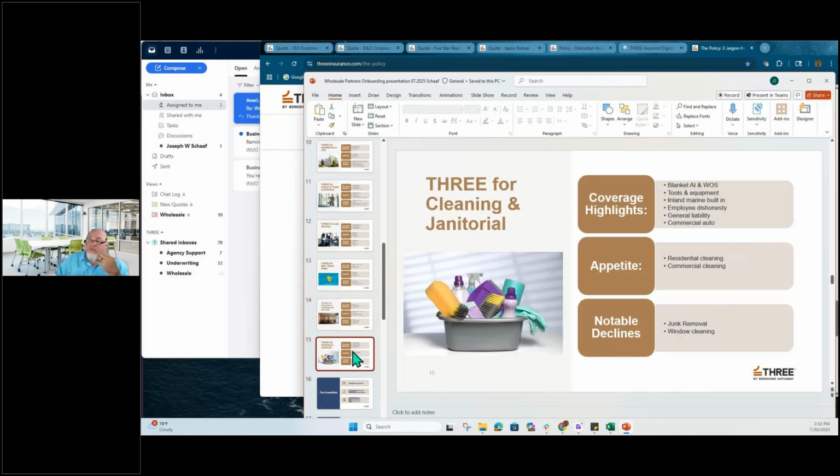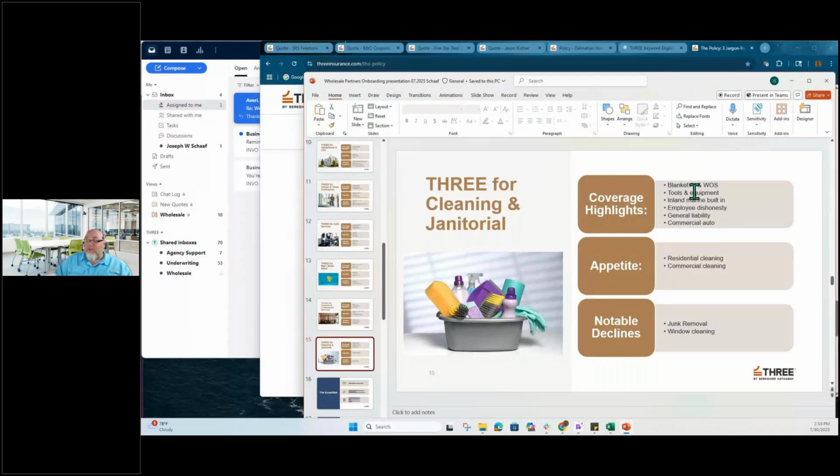Cleaning, janitorial, this is both residential and commercial. Handle all the main coverages there, including hired and non-owned, which is a big area of coverage in this category. We do handle the hired and non-owned, of course, inland marines there. And once again, the blanket AI and waivers of subrogation, those add up if you're buying them for a general liability or a BOP. They're included in our policy, that's with lower pricing.